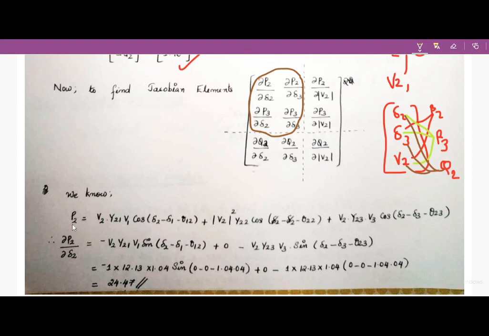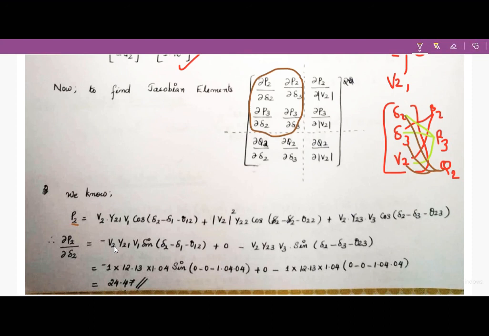Now, how can I calculate dou P2 by dou delta 2? Because we already have the equation for P2, right? Let's see this equation. Now we need to differentiate this equation with respect to delta 2. This term has cosine of something, so you'll get minus sine with respect to delta 2. In this term, do we have any delta 2 term? No, so that is 0. Here I have a delta 2 term, so it would be minus sine. Now once you differentiate this, you know all the values.